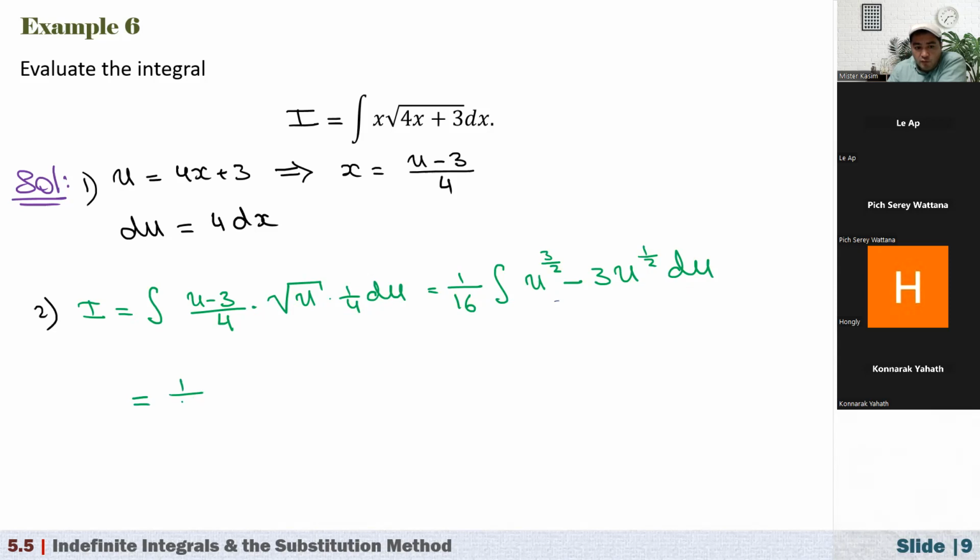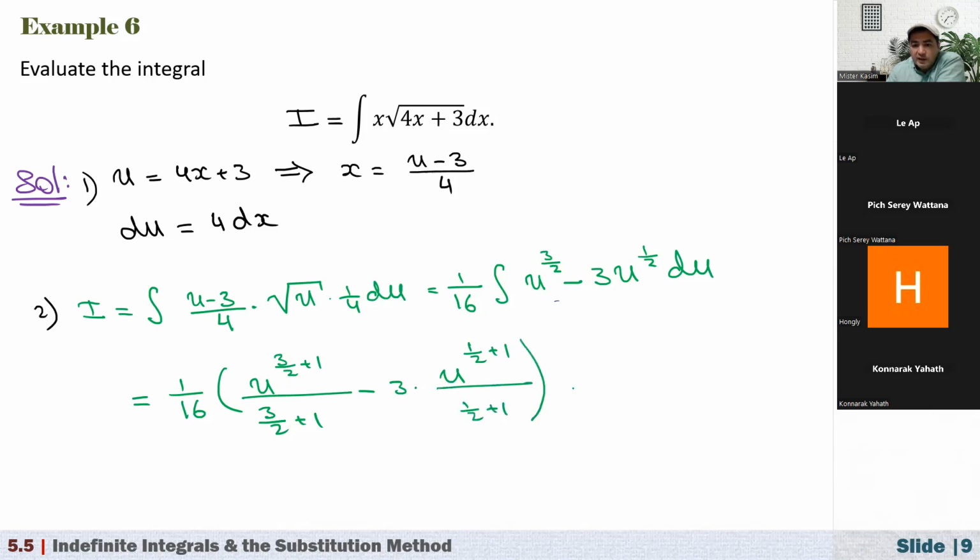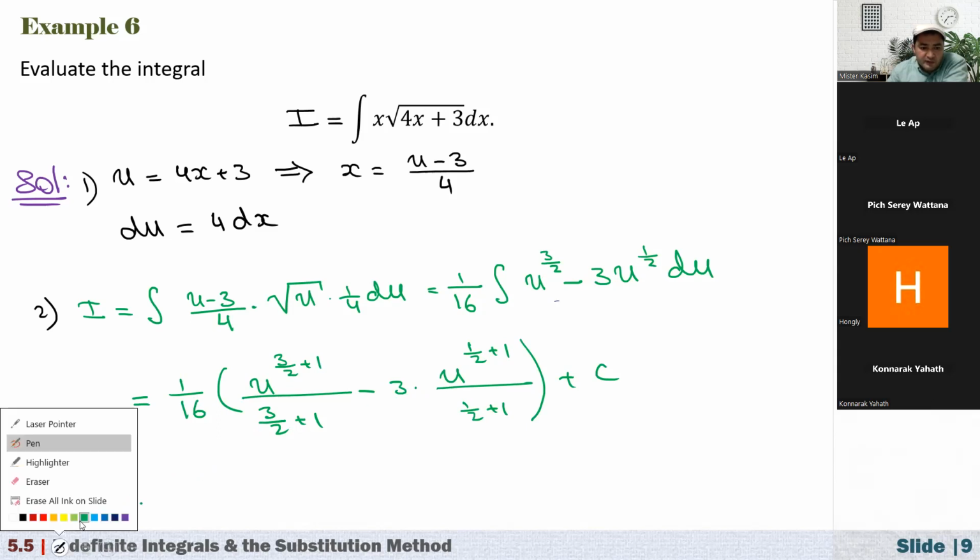So that's equal to 1 over 16 times, and what is the integral of u to the power of 3 over 2? That is u to the power of 3 over 2 plus 1, over 3 over 2 plus 1, minus 3 times u to the power of 1 over 2 plus 1, over 1 over 2 plus 1. And now here we need to add a constant. So now if I simplify this further, let me write everything in terms of the given variable.